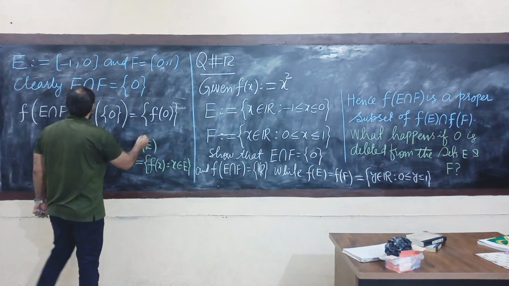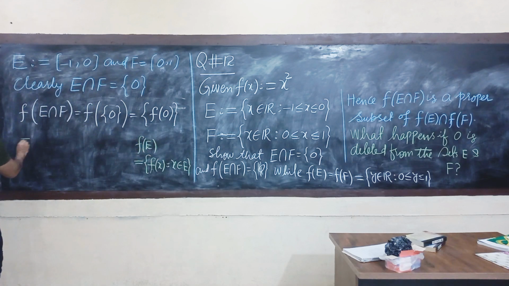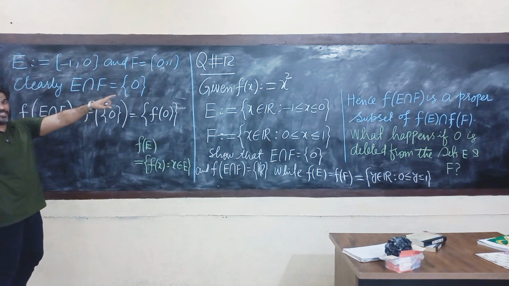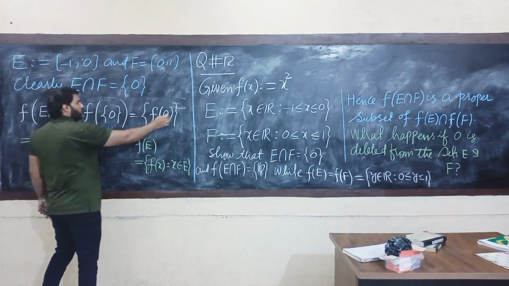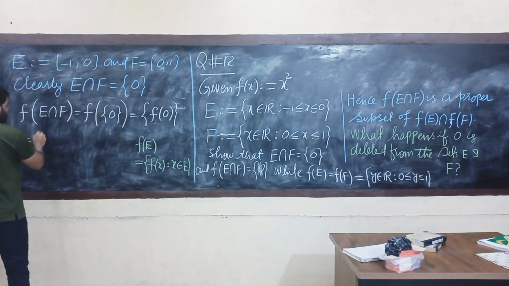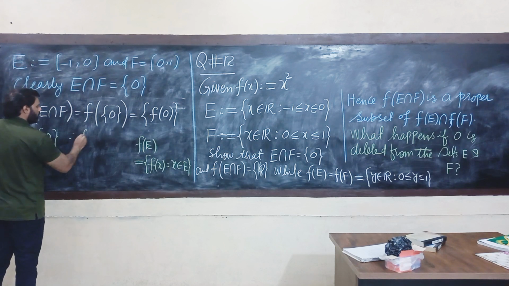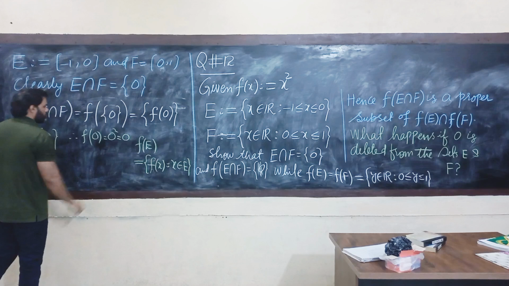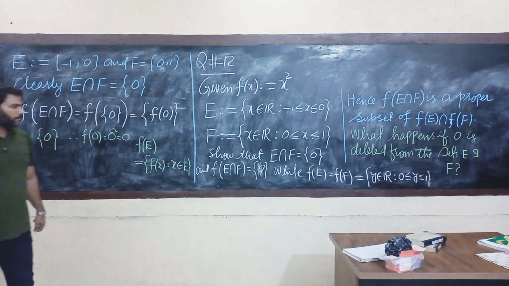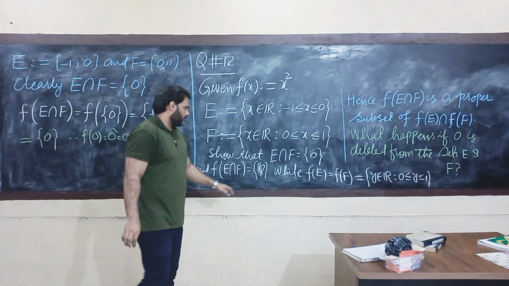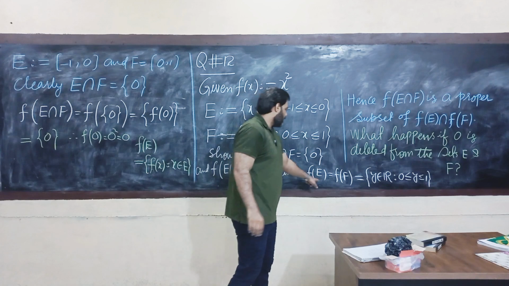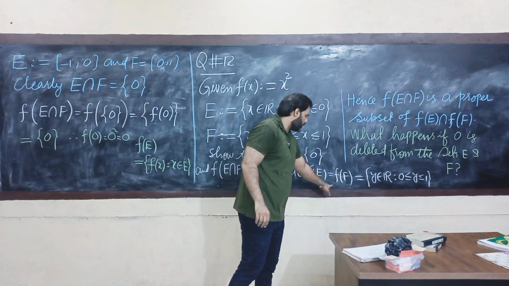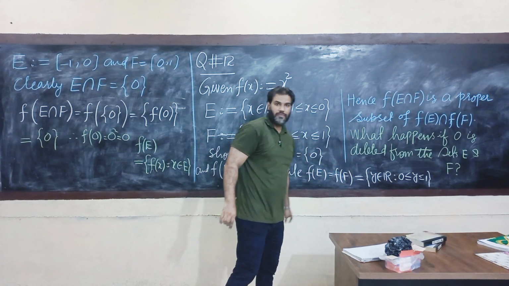What is f of 0? Our function f is x square, so put x is equal to 0. This becomes 0 because f of 0 is 0 square, which is equal to 0. Next we have to prove f of E is equal to f of F, and both are the closed intervals.